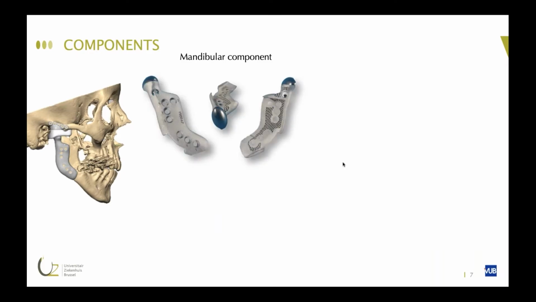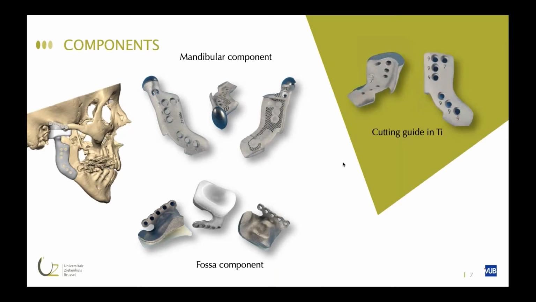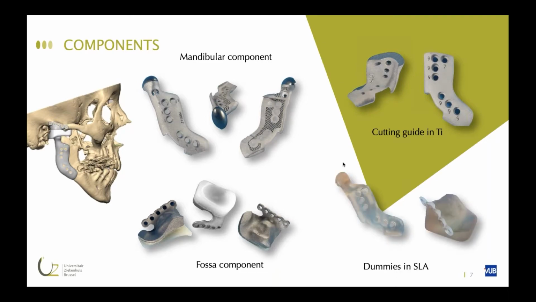The patient-specific components are the mandibular component, made of 3D printed titanium with a condylar head coated with HA, the fossa component, made of 3D printed titanium and highly cross-linked ultra-high molecular weight polyethylene containing tocopherol, 3D printed cutting guides, and 3D printed dummies in NextDent surgical guide polymer, of which I personally use only the fossa one.